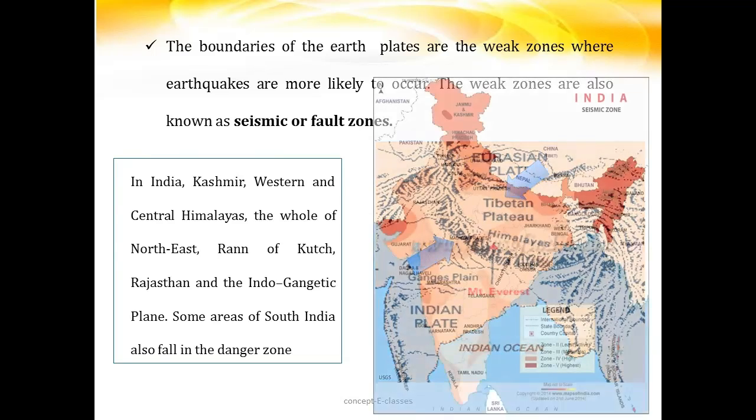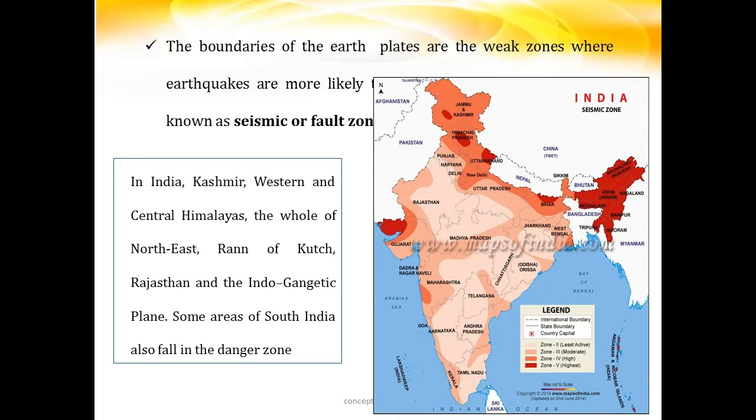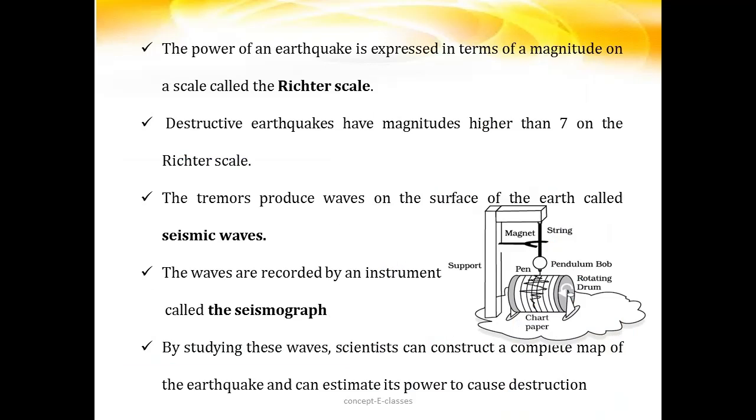So in India, Kashmir, Western and Central Himalayas, the whole of Northeast, Rann of Kutch, Rajasthan and the Indo-Gangetic Plain are prone to danger, and some areas of South India also fall inside the danger zone. So these areas where there is most likely to be earthquakes are called seismic or fault zones.